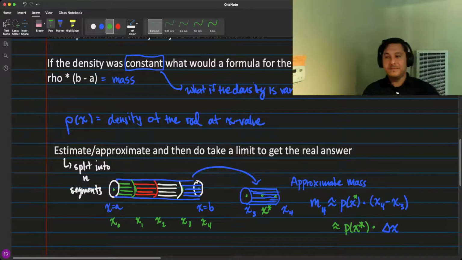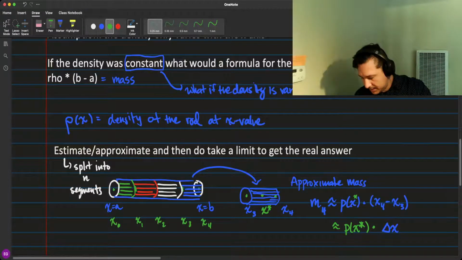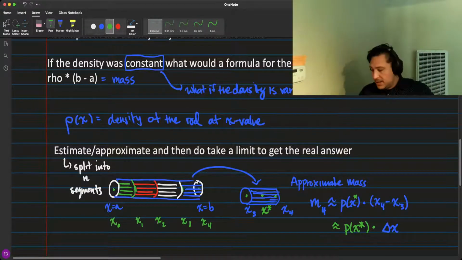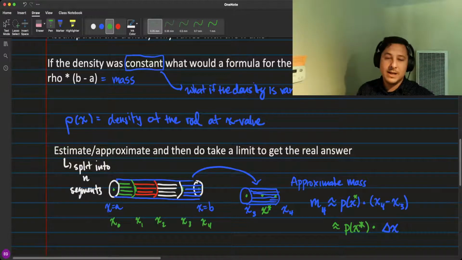So you just choose the point in the middle, plug that into your density function, multiply that by how long it is, and then that will give you a pretty decent idea of what the mass is.